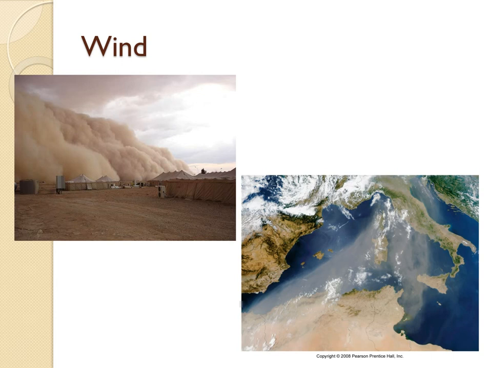There's a couple lovely examples here. On the left is a haboob. This one, I believe, was in either Iraq or Afghanistan. It's a military installation there that the picture was taken at. On the right is actually dust that's blowing off the Sahara and crossing the Mediterranean Ocean.